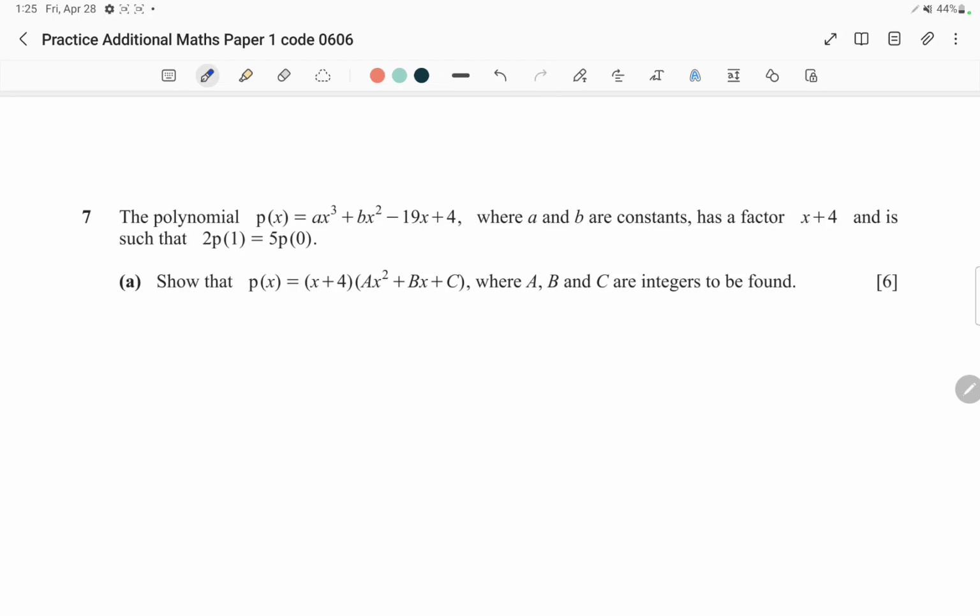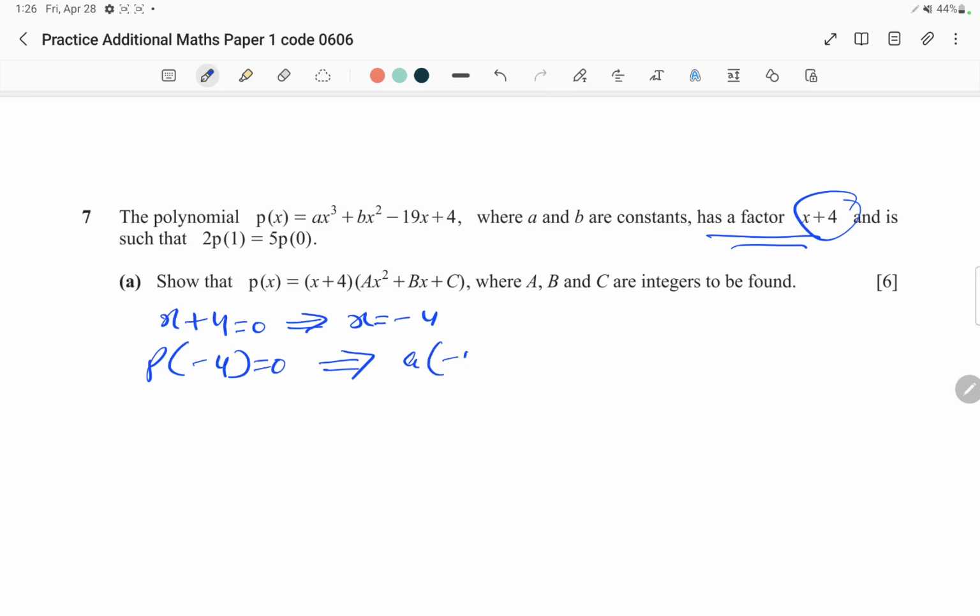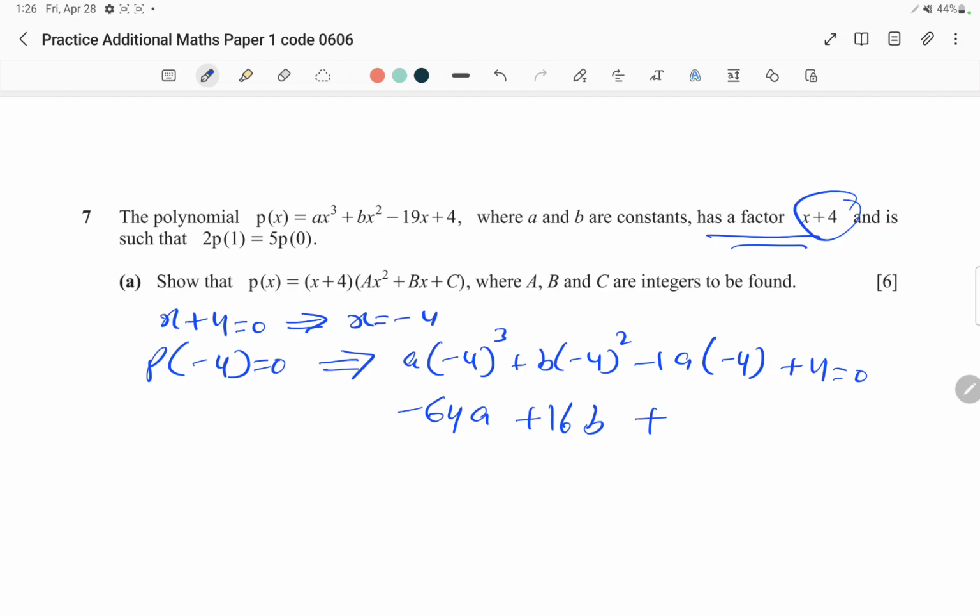No problem. x plus 4 is a factor, so we can get x from here, which is minus 4. And p(minus 4) must be 0 because of the factor. So a times minus 4 whole cube plus b times minus 4 square minus 19 times minus 4 plus 4 equals 0. So minus 4 whole cube is minus 64a, and minus 4 whole square is 16b, and minus 19 times minus 4, 19 times 4 guys is 76, so plus 76 plus 4 equals 0.